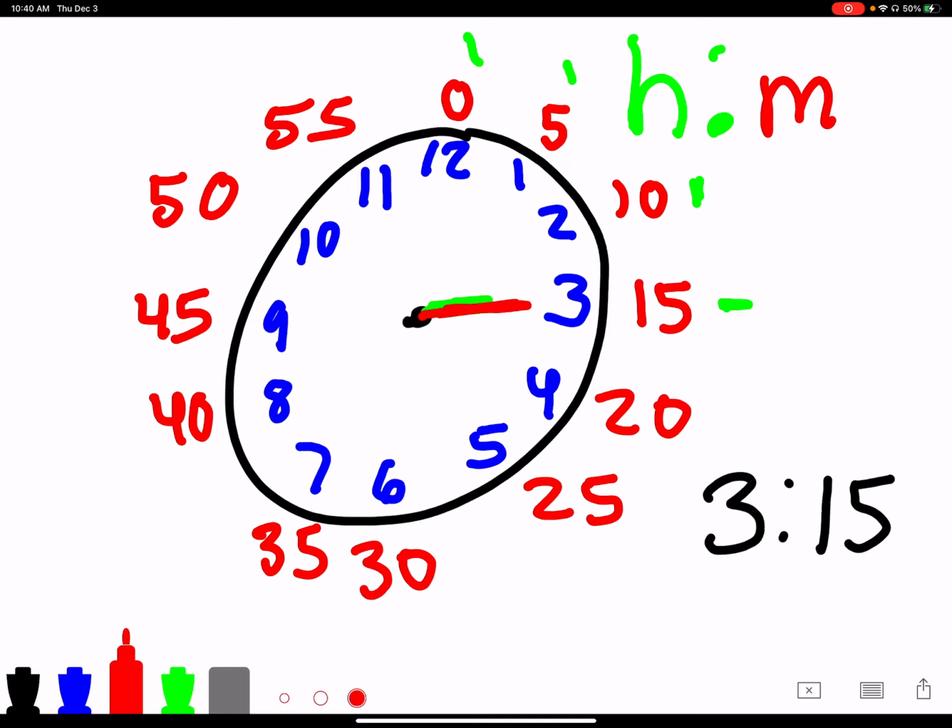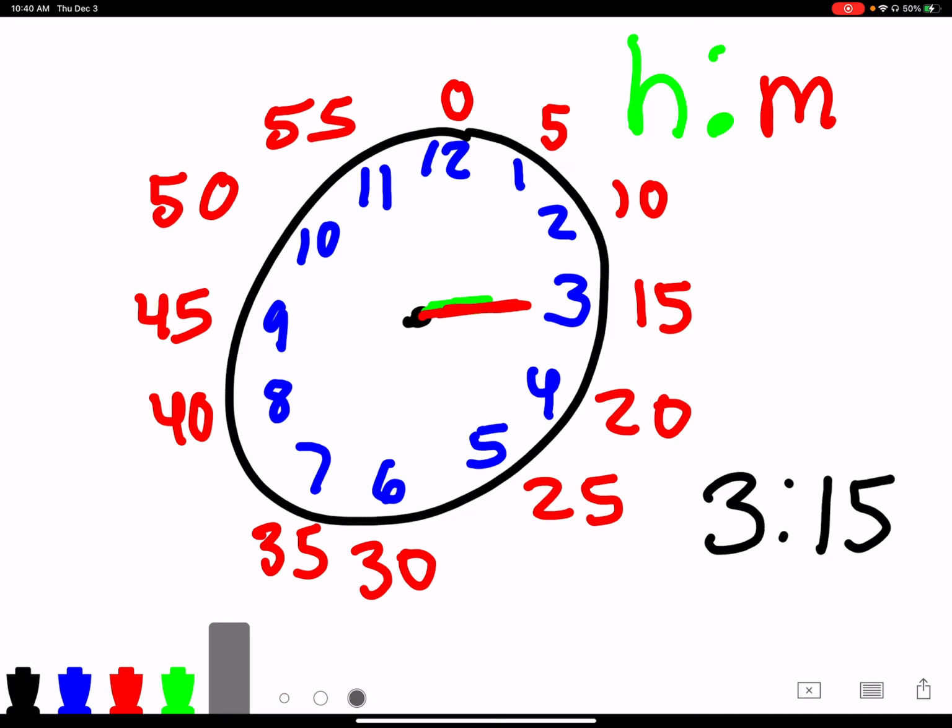So the hour hand is going to be pointed to the 3, and the big hand is going to be pointed to the 3. So it's going to be 3:15. They're both going to point to the 3. Let's try a different example.